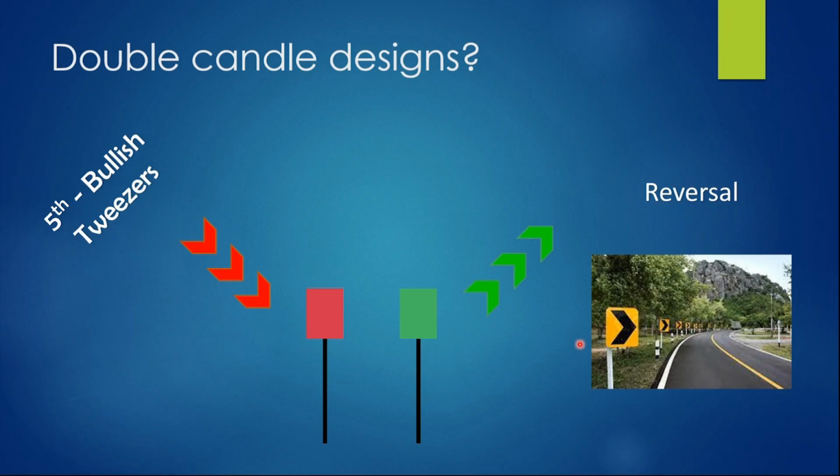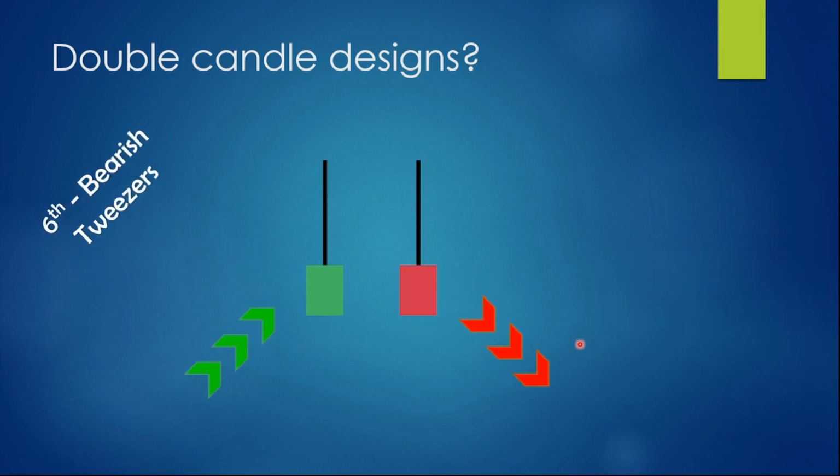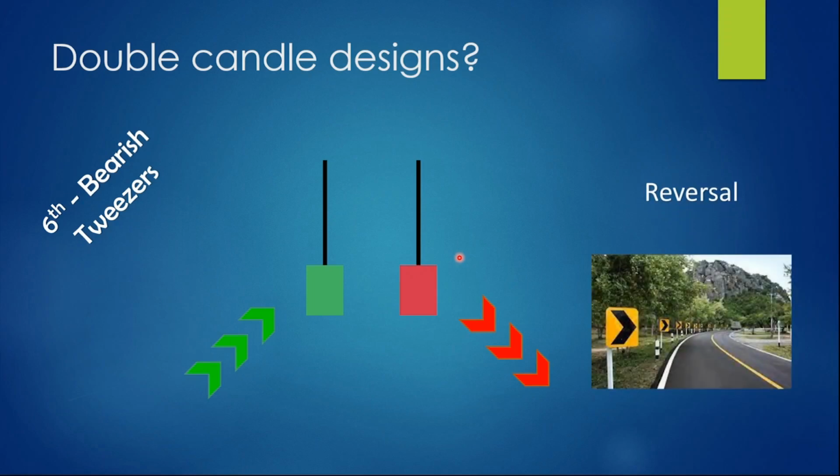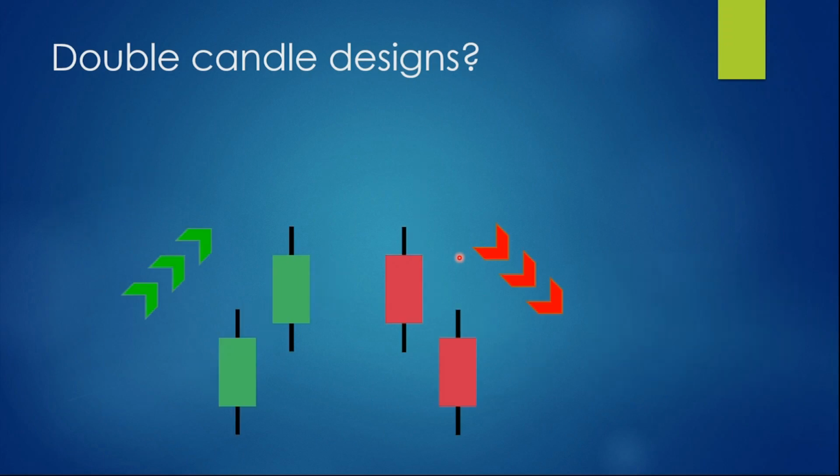I will go to my next candlestick. The sixth one is bearish tweezers. Here also, it creates after a set of bullish candlesticks and it creates a small bullish candle with an upper wick. And it also creates a similar bearish candle with an upper wick. And it gives a reversal signal for us and signs us there is a right side turn on your path. We'll go to the next slide.